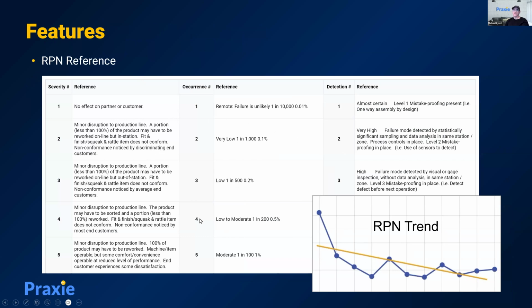There are good standards out there. This is an example of one. And it goes from 1 to 10 on each of these: severity, occurrence, and detection. So it gives you those three vectors that then get multiplied, and that turns into your RPN. The idea is to lower that overall RPN over time.